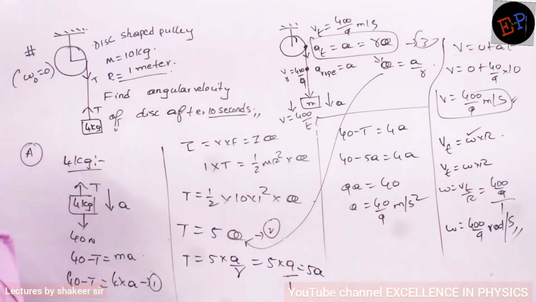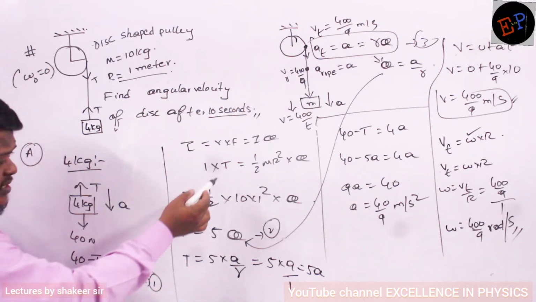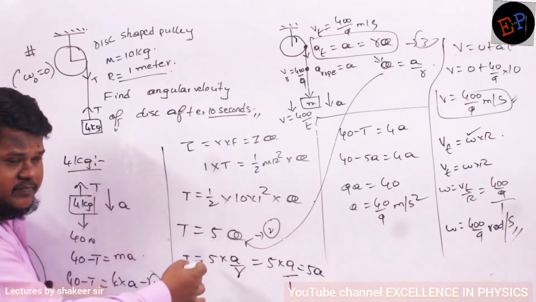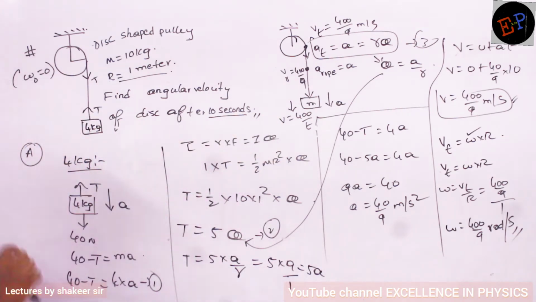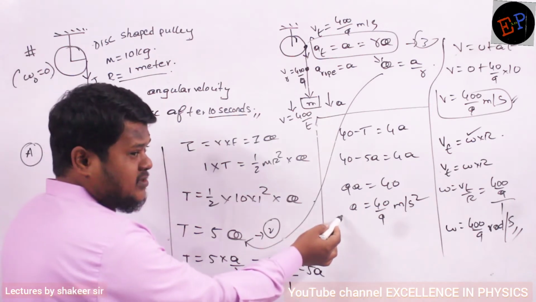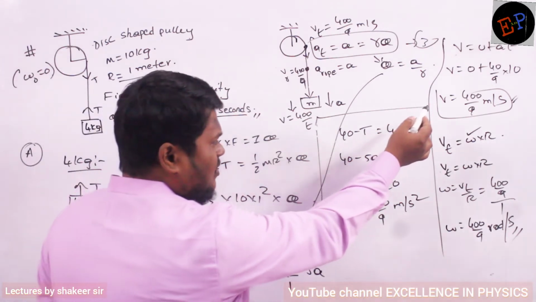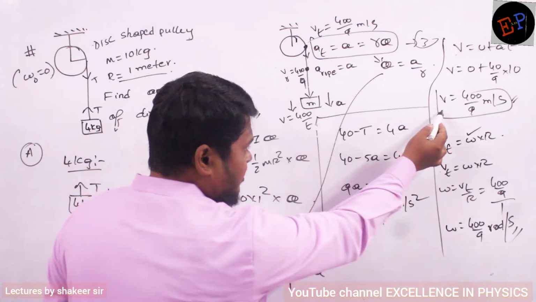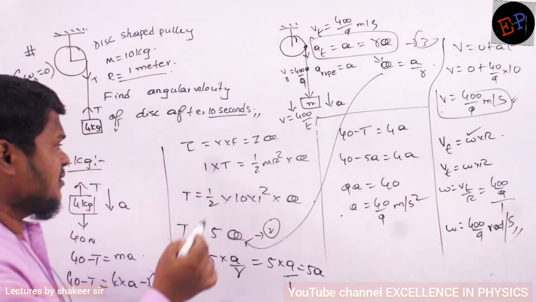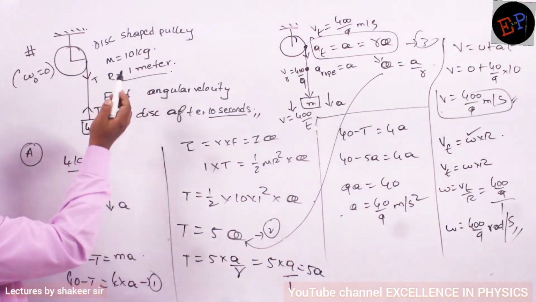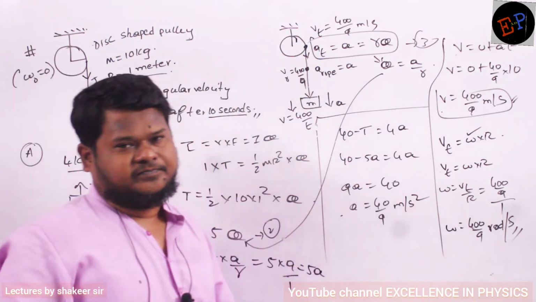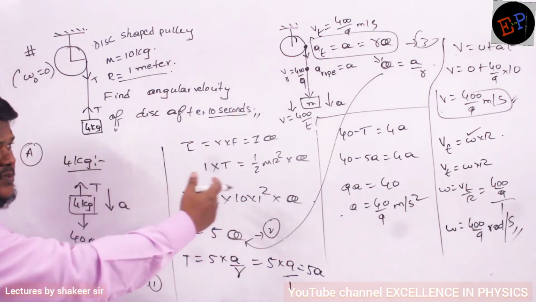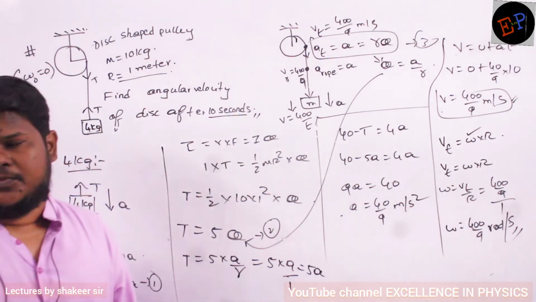So the first equation is by using Newton's law, the second equation by using the torque equation. But alpha I don't know, so I have used the constraint relation, and by solving all of that I got A, the acceleration. Once I get acceleration, I can calculate the final velocity of the block. The final velocity of the block is nothing but the tangential velocity of the pulley. Once I know the tangential velocity, I can calculate omega. So this is the process in which I have proceeded in the problem.